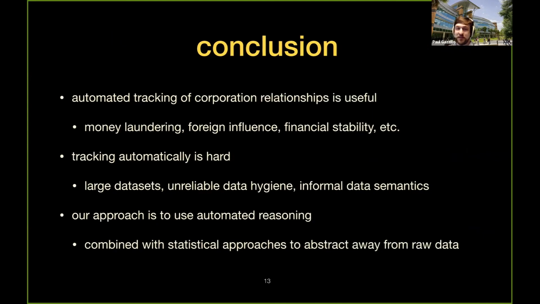So that's the end of my talk. The main point here is that automated tracking of corporate relationships is useful because of savings, because of all the criminality involved, and the utility of being able to have this transparency. Tracking this is hard, involving lots of different kinds of problems from computer science. And we're using this kind of automated reasoning approach, but that also includes classic statistical approaches to try to handle the fuzziness in the data we have.